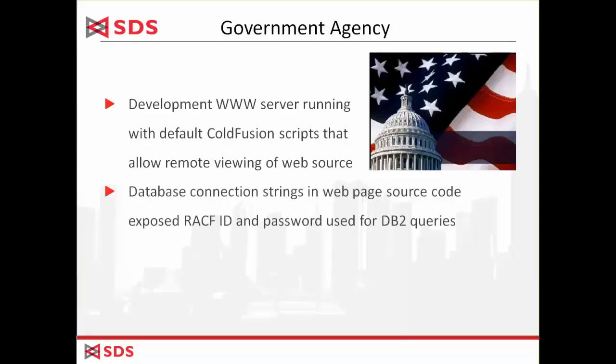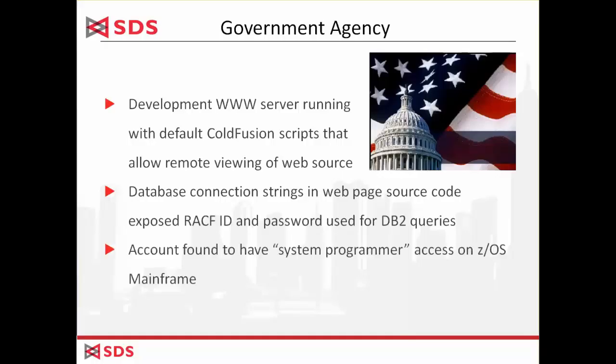And we noticed in one of the config files that there were database connection strings. The database connection string was for DB2 connections, and it had embedded in the actual source code a RACF user ID and password that was used to make those DB2 queries. So we took that ID and went back to their mainframe, and lo and behold, that account actually allowed interactive logins, and we found out that it had system programmer level access on their z/OS mainframe.